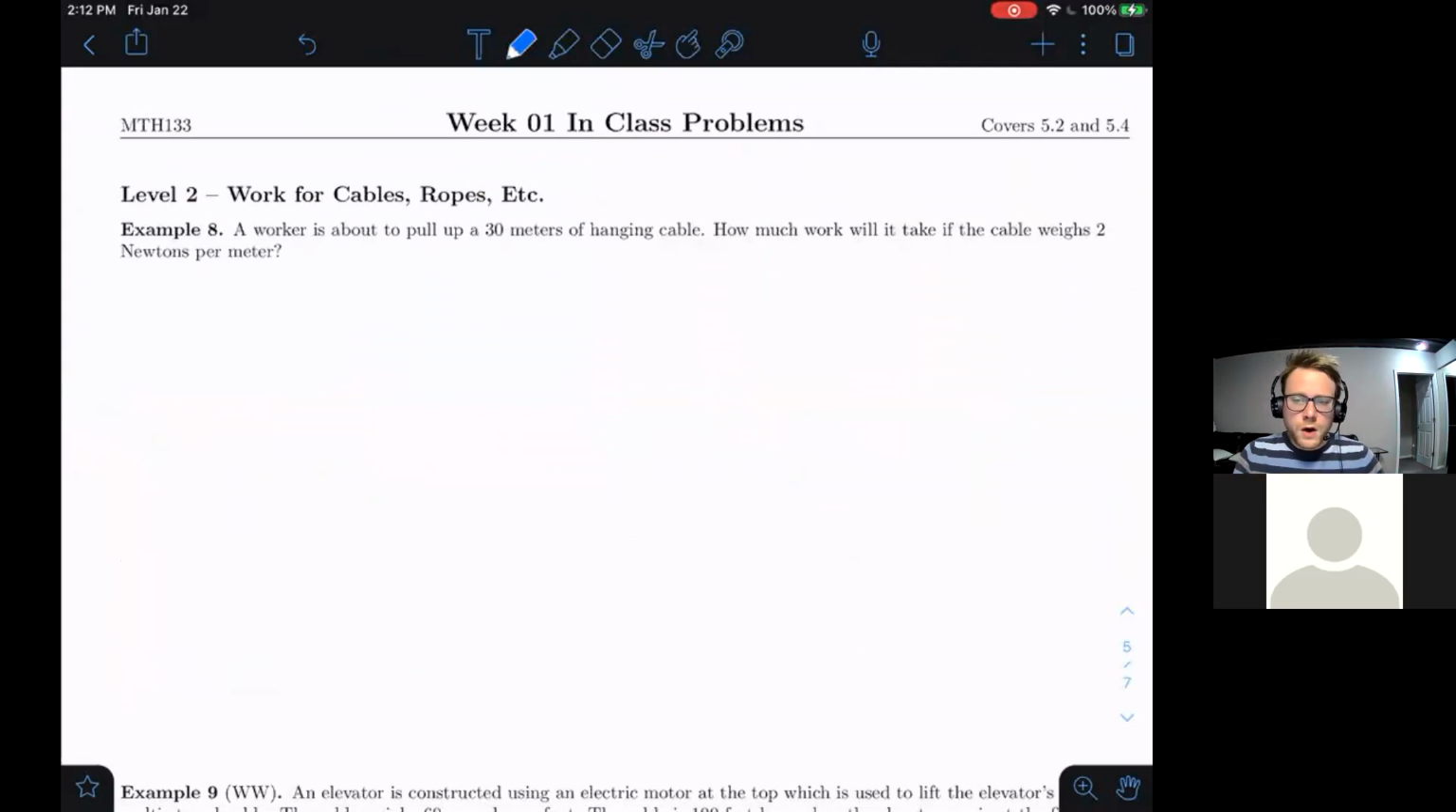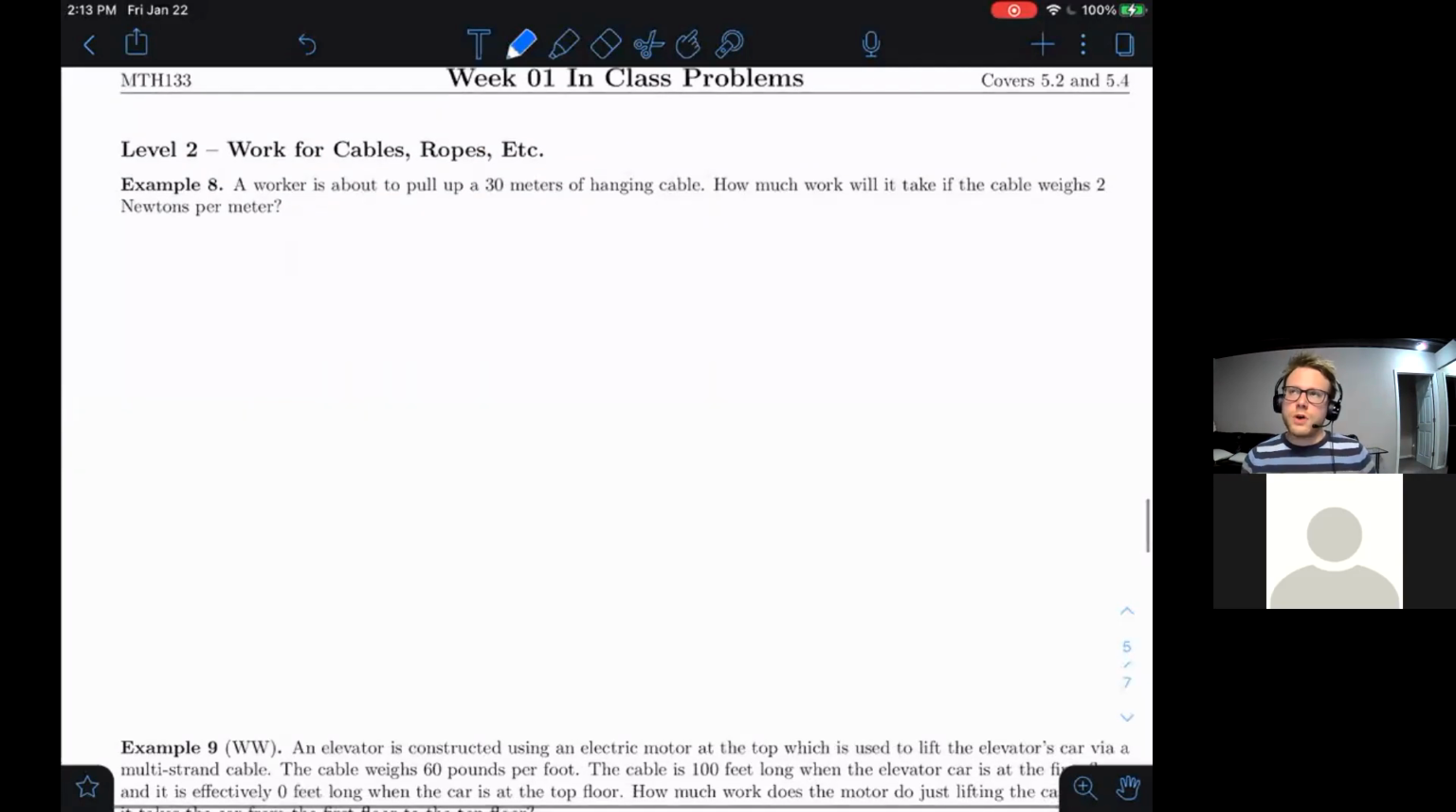That's fine. Okay, so with that, why don't we go ahead and move on to the level 2 types of questions, work for cables, ropes, etc., things like this. Again, these ones you don't have a general formula to use. You really have to derive and think about your situation in order to come up with your force equation. So your worker is about to pull up 30 meters of hanging cable.